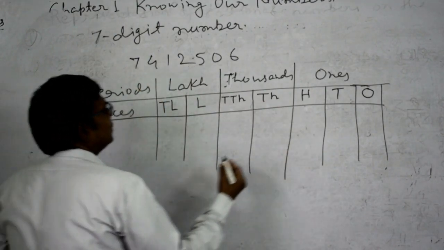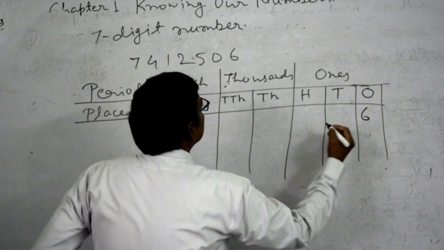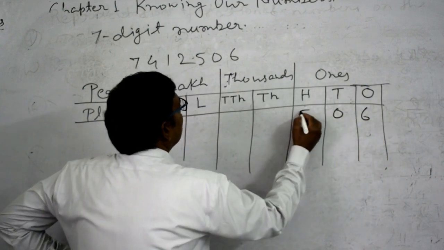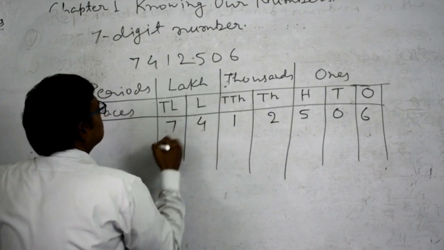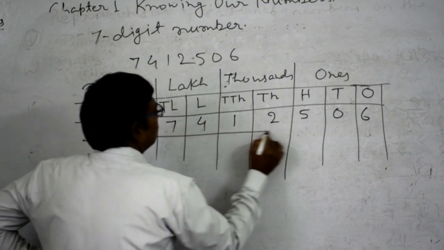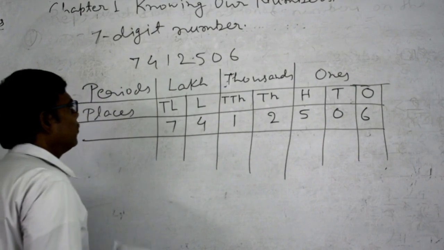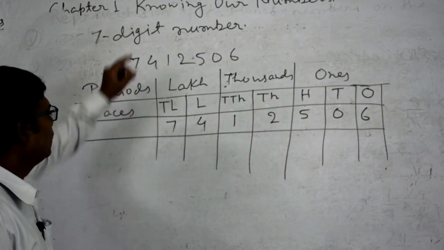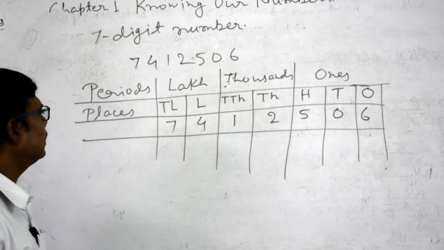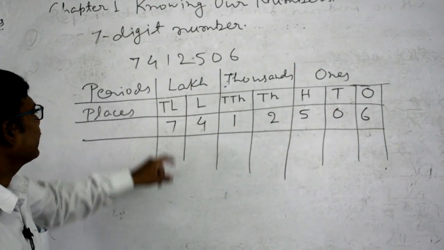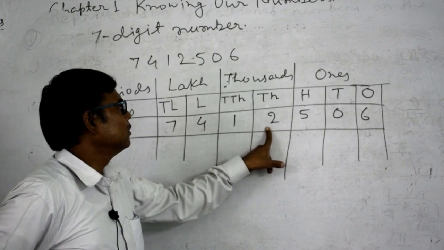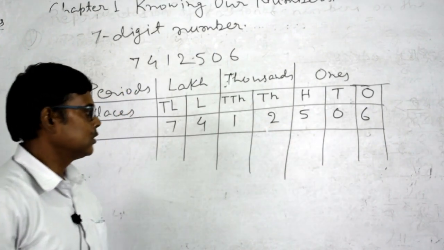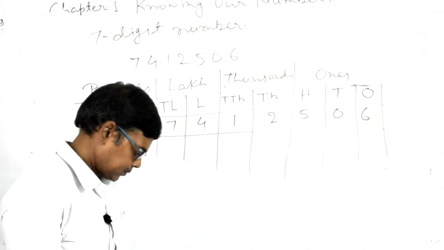Now in this number, 6 is at the ones place, then 0, then 5, then 2, then 1, and then 4, and then 7. So this is the place value chart for this 7-digit number. And then how will you read this number? It will be read as 74 lakhs 12,506.